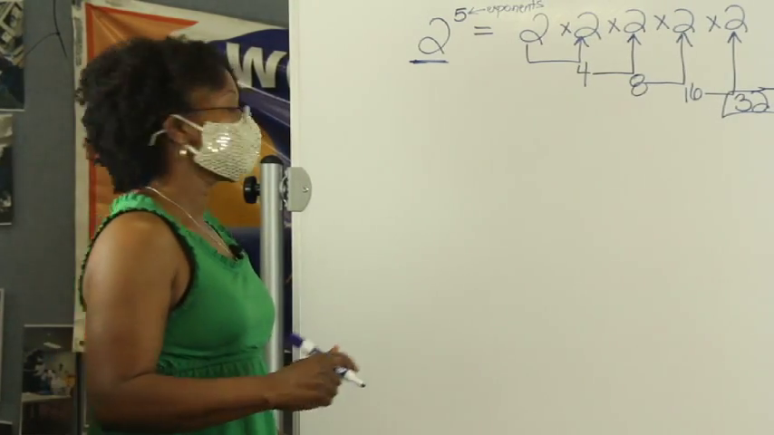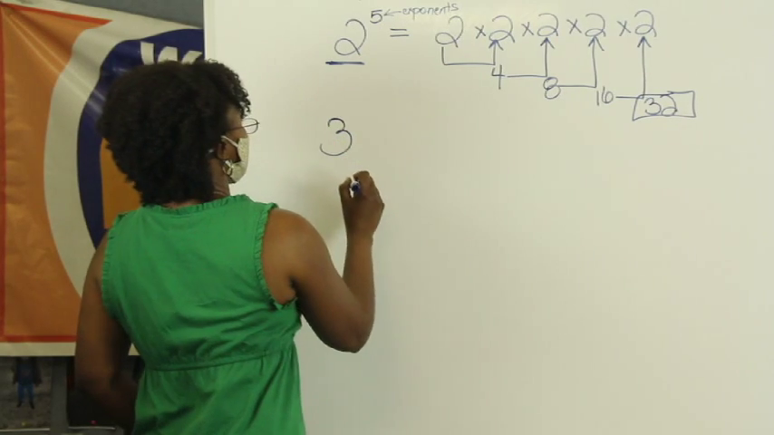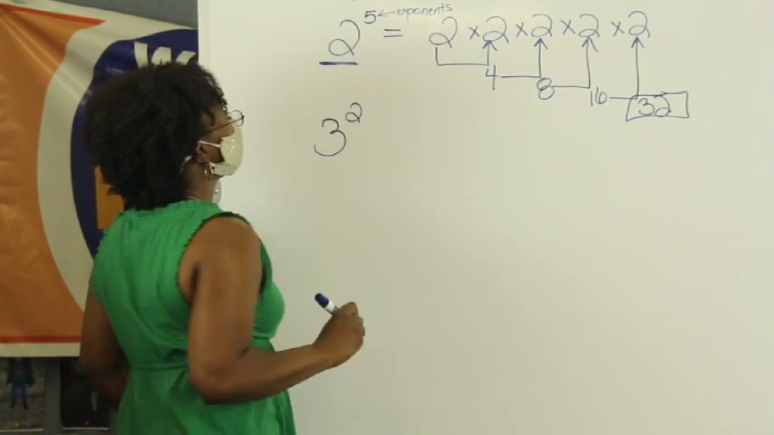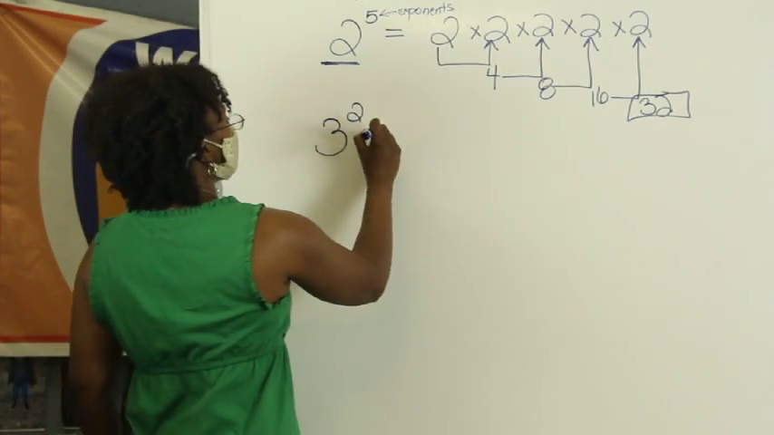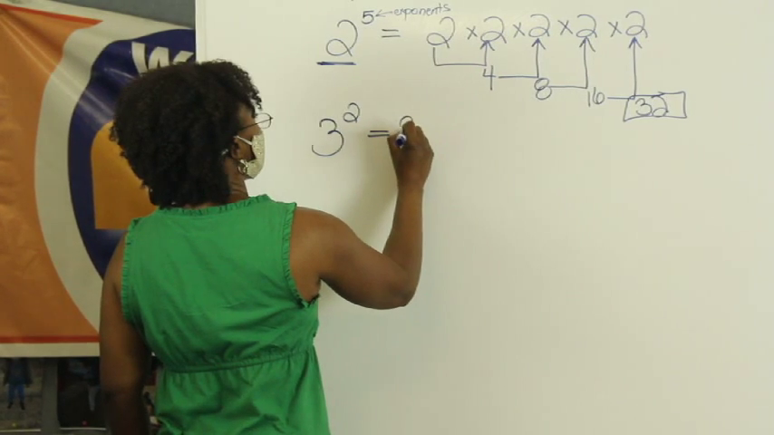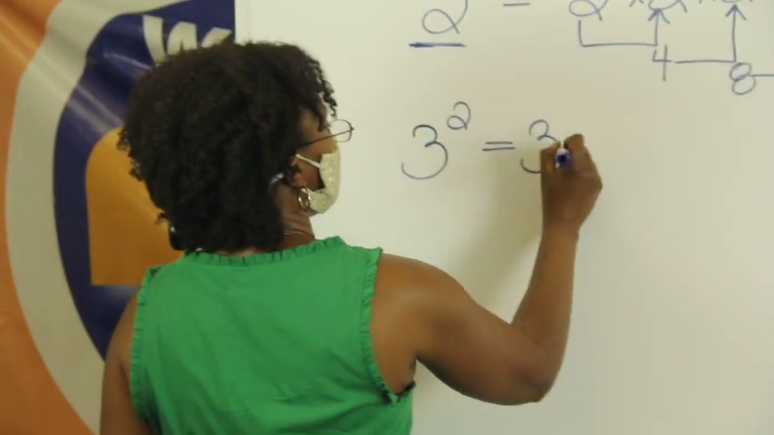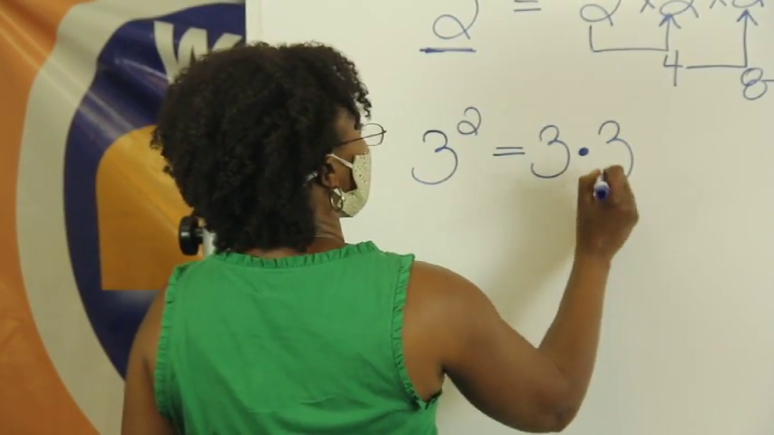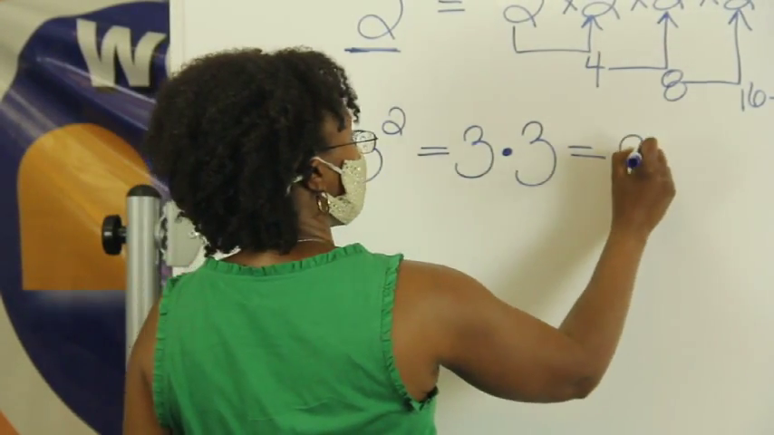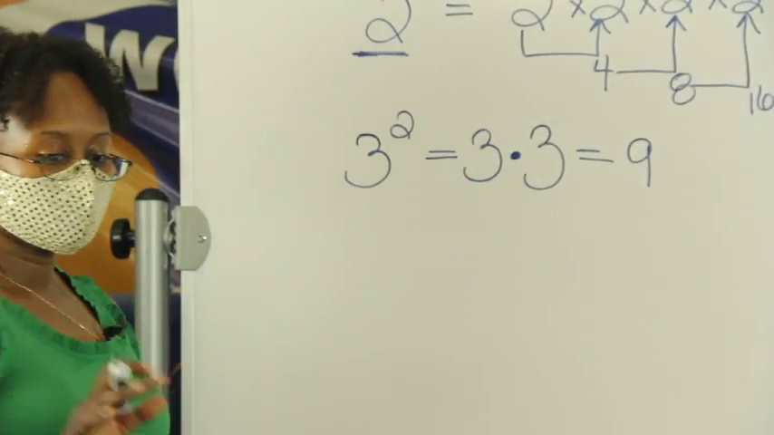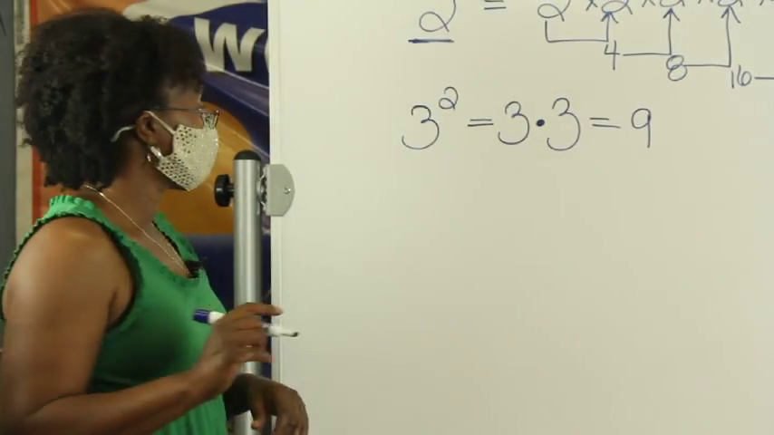So let's try another one. If we wanted to solve for 3 to the second power. That's how you say that, to the second power. So that means we're going to multiply 3 times 3. Another way that you can write times is with a dot, okay? So 3 times 3 is 9. All right? So if you understand how to do that, we're going to next try a problem, okay?